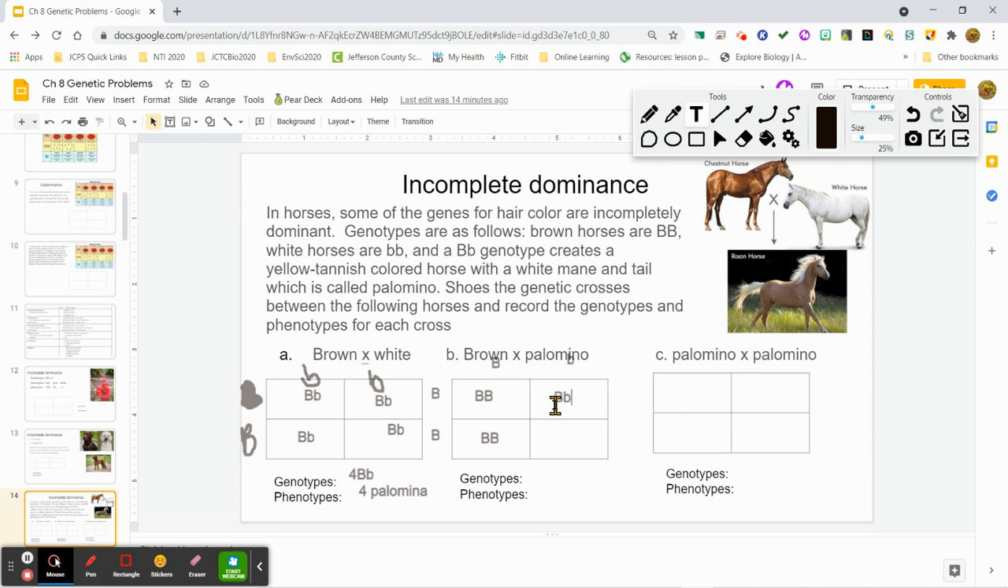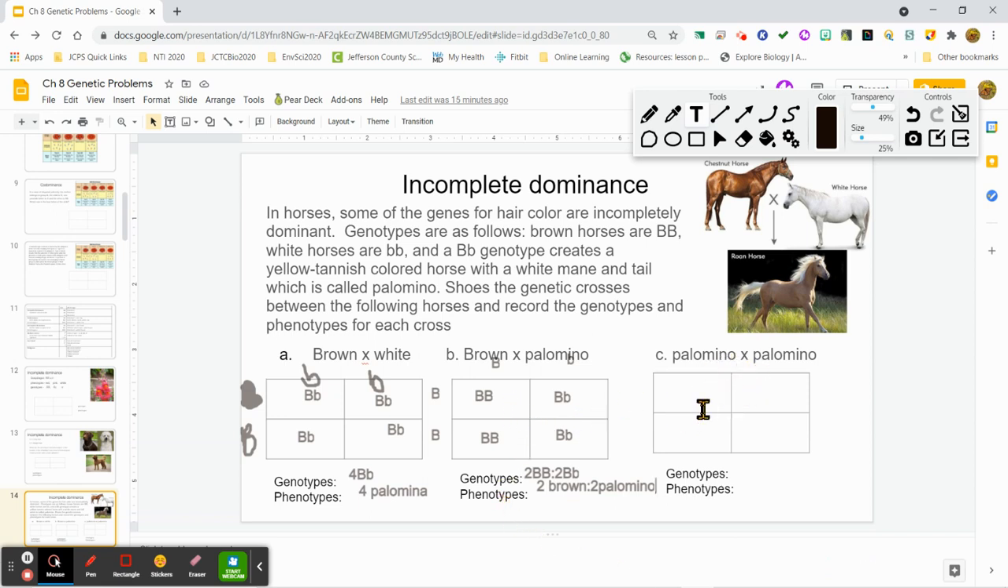It's going to be big B, little b. This is going to be a big B, little b. Okay, so now the genotypes here, you are going to have two big B, big B, two big B, little b. And the phenotypes, you're going to have two brown to two palomino. Okay, so that's that one there.